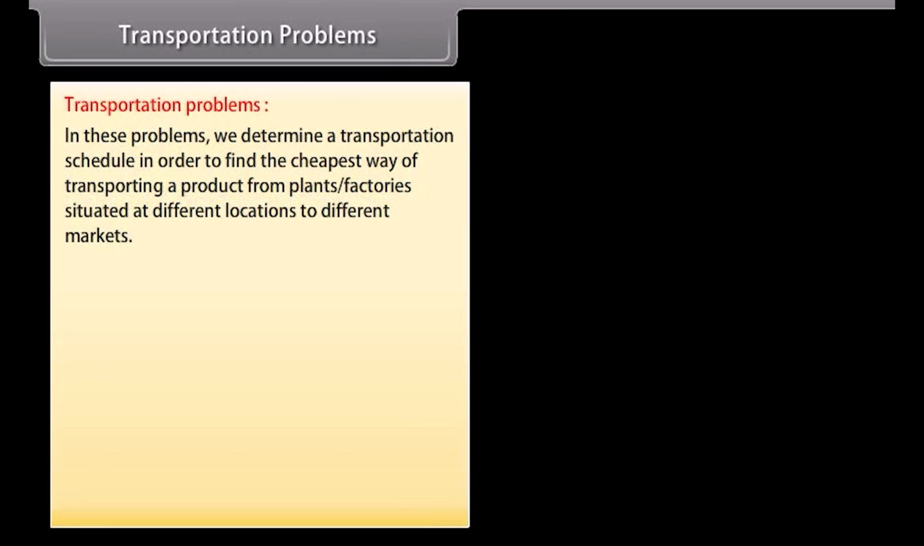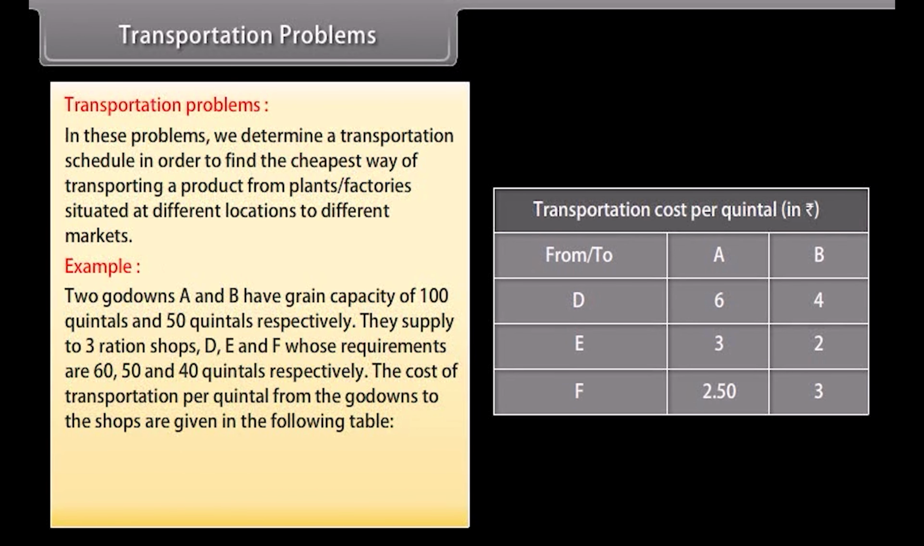Transportation problems. In these problems, we determine a transportation schedule in order to find the cheapest way of transporting a product from plants, factories situated at different locations to different markets. Example: two godowns A and B have grain capacity of 100 quintals and 50 quintals respectively. They supply to three ration shops D, E and F whose requirements are 60, 50 and 40 quintals respectively.